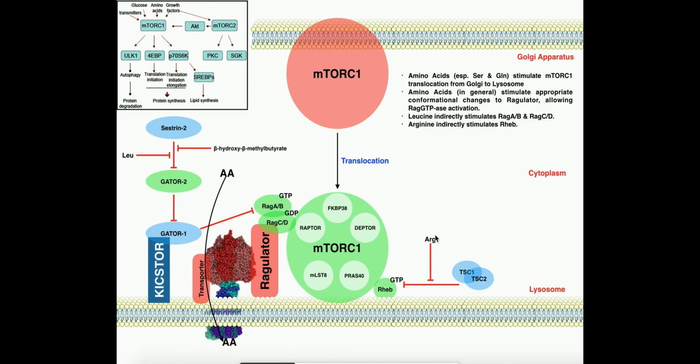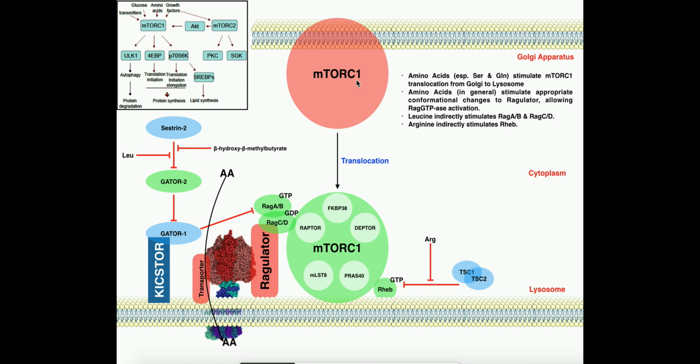So in other words, what arginine does is indirectly stimulate the function of Reb, which is also another G protein that has bound GTP. And so that leads to partial activation of mTORC1, and we see that Reb is actually going to bind mTORC1 and activate it. And so there's three things that actually have to happen if we want mTORC1 activation. Generally three things.